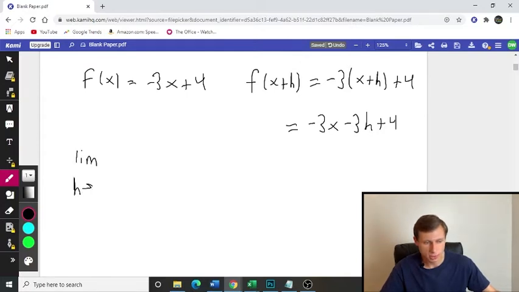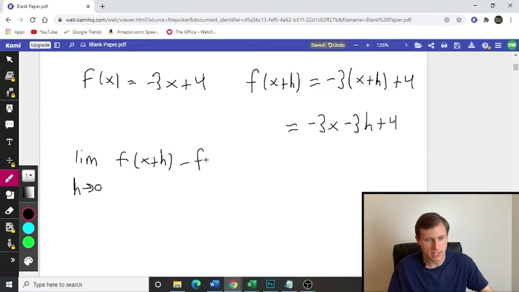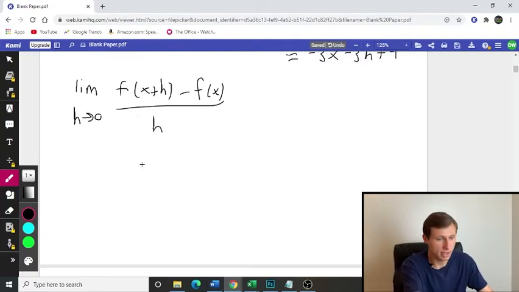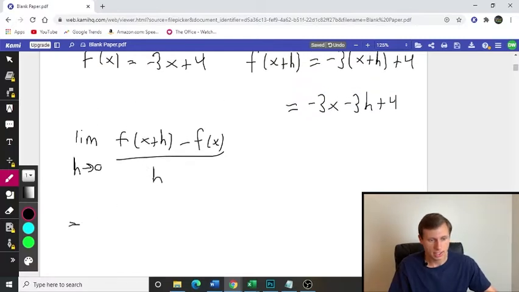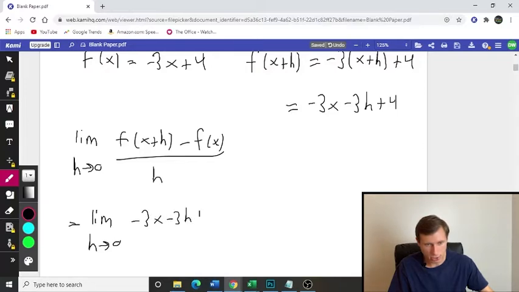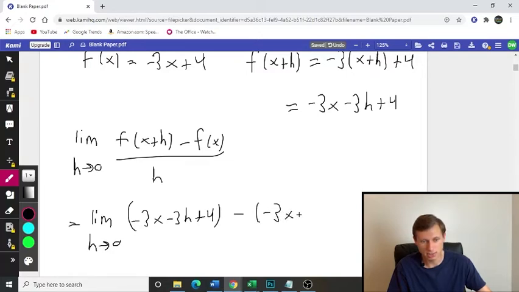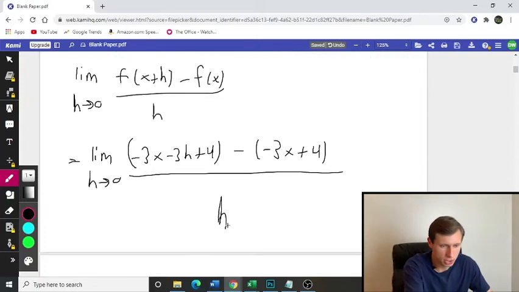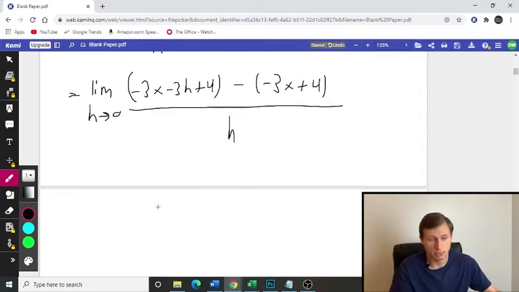Limit as h approaches 0 of f of x plus h minus f of x all over h. Now remember, f of x plus h is that thing we just found. So that's going to be negative 3x minus 3h plus 4, that quantity, minus f of x, and f of x is the quantity negative 3x plus 4. That is all going to be divided by h. And so now the next step, we need to simplify a little bit.